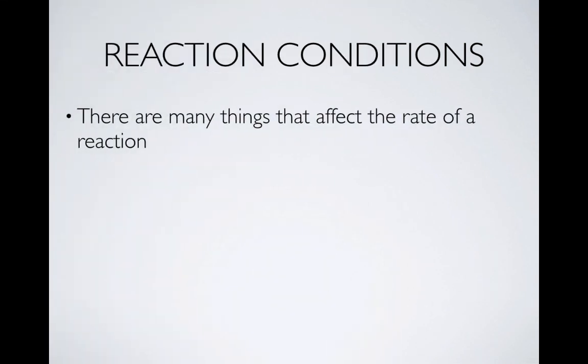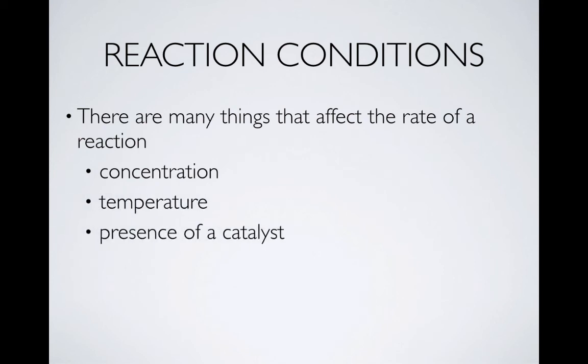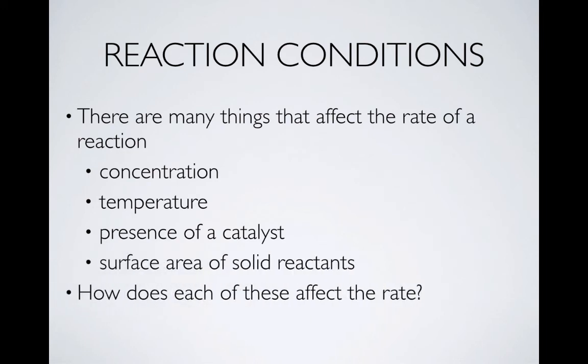Let's take a look at reaction conditions, because there are different things that can affect the rate of a reaction. Some we talked about. We did talk about concentration, temperature, we haven't talked about the presence of a catalyst yet. We're going to do that here in just a little bit, as well as the surface area of any solid reactants. So how does each of these affect the rate? Well, we talked very briefly about concentration and temperature. We're going to talk about that in a little bit more detail.